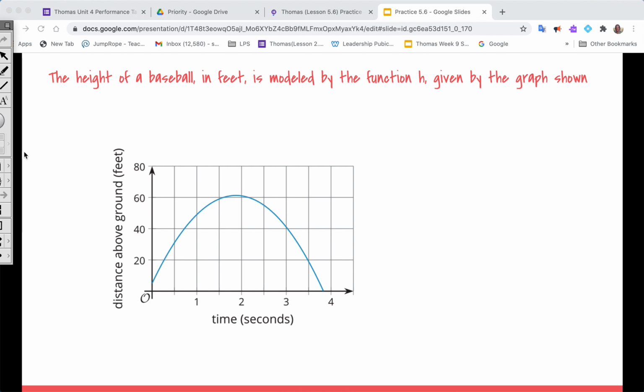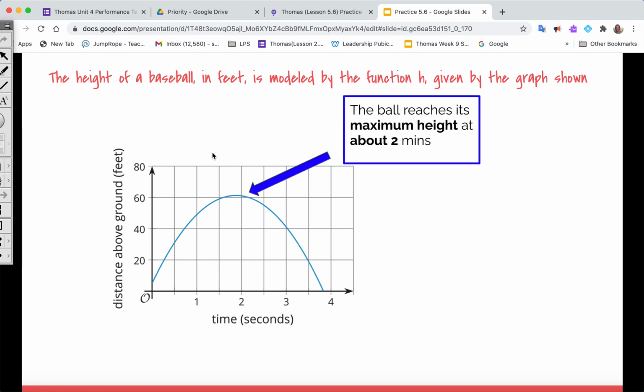So one of the first questions that we're asked is, when does the baseball reach its maximum height? And when we think about maximum height, we're going to think about the highest point on our graph, which is round about here. So the highest point on the graph occurs at a time of 2 seconds. So what we notice is that the ball reaches its maximum height at about 2 seconds.